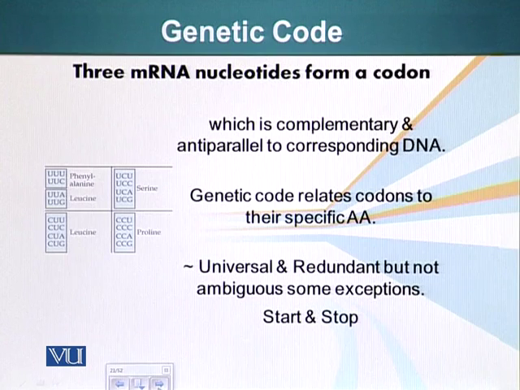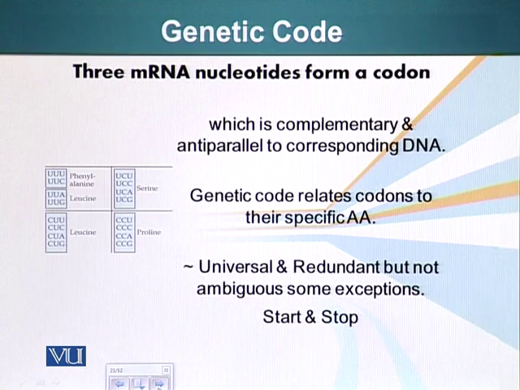This genetic code is complementary and anti-parallel to the corresponding DNA. Genetic code is basically the sequence of nucleotides of messenger RNA. Three adjacent nucleotides of the messenger RNA specify a particular amino acid. That's basically what we are talking about. Genetic code relates codons to their specific amino acids in proteins.